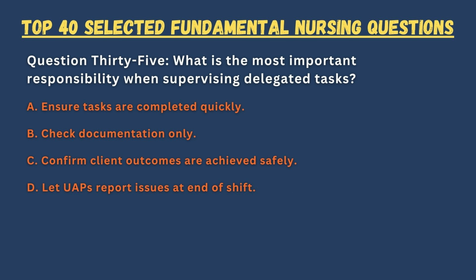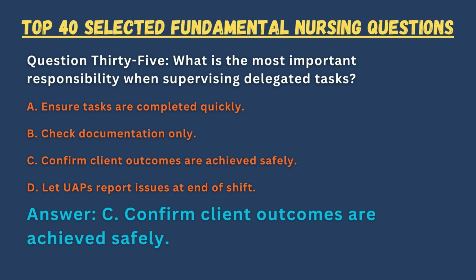Question 35. What is the most important responsibility when supervising delegated tasks? A. Ensure tasks are completed quickly. B. Check documentation only. C. Confirm client outcomes are achieved safely. D. Let UAPs report issues at end of shift. Answer: C. Confirm client outcomes are achieved safely.